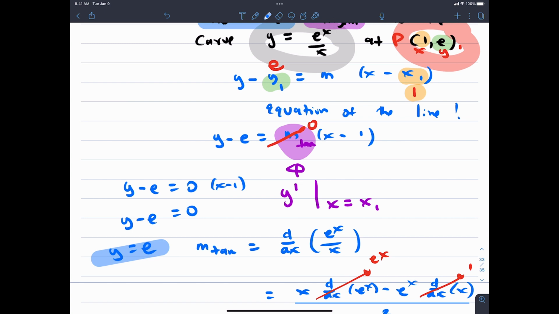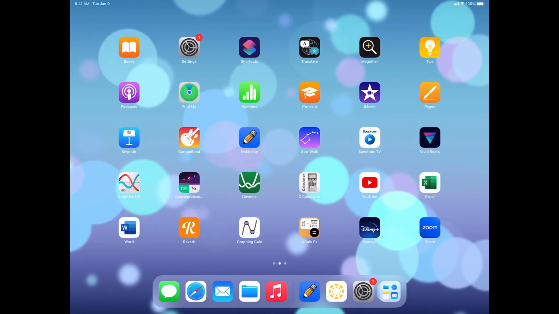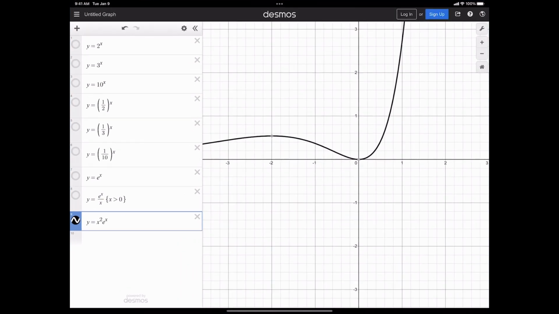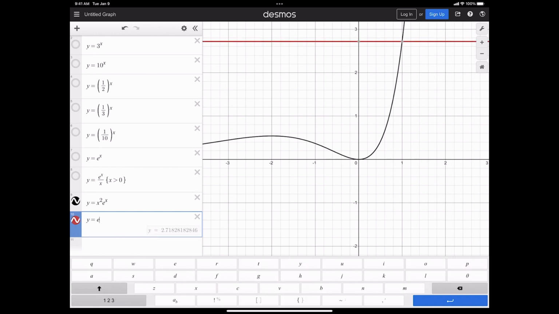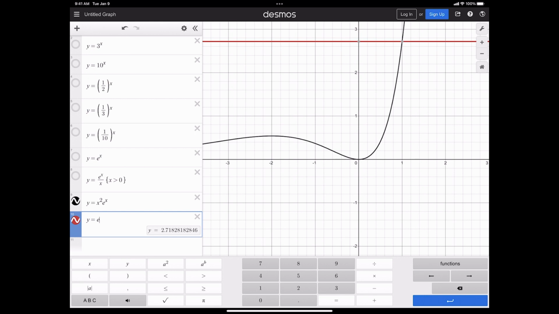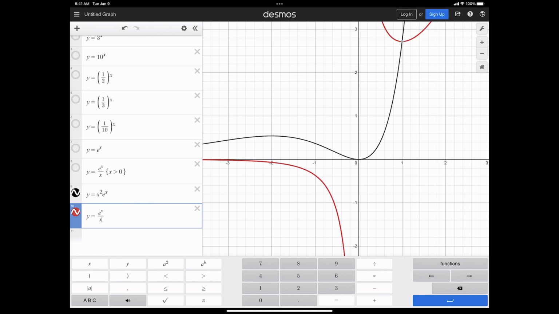It doesn't always happen. Sometimes you get the slope being a number. But I'm going to want to take a look at that. Where's our Desmos? You guys remember Desmos? Here you go. y equals e to the x, divided by x.